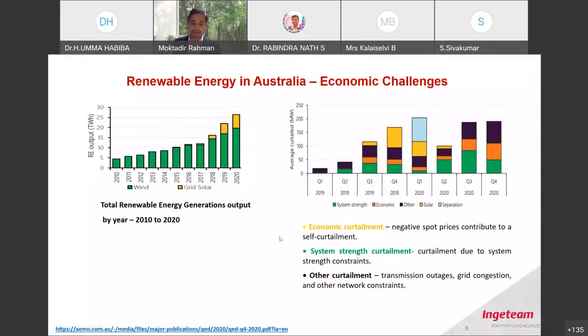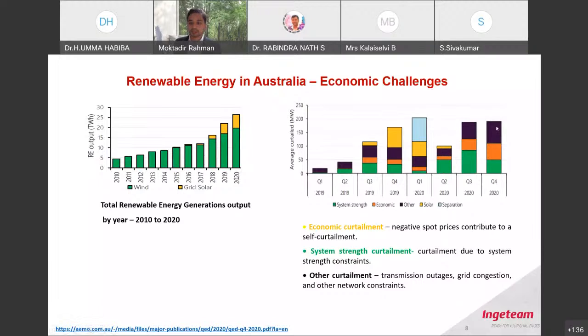There's another reason: system strength curtailment. That means the grid, in a certain situation, is not capable of handling that amount of renewable integration in that period. So the NSP or the regulator curtails the solar plant during some period of time. This is also an economic loss for the plant owner. And there are other curtailment reasons, as you can see here, for example, an outage in the grid, congestion in the grid, or other network constraint issues. So they curtail the plant.